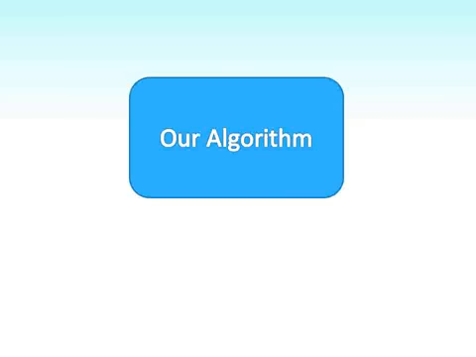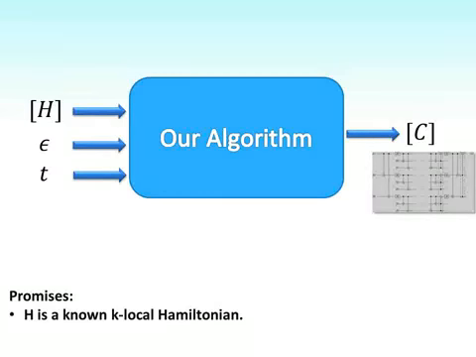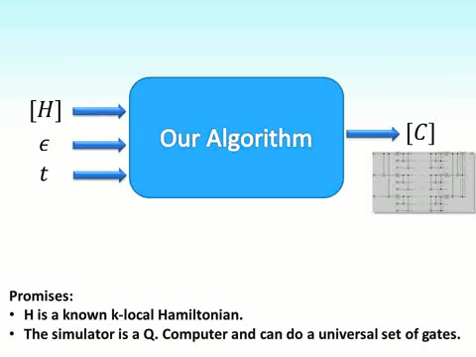The inputs to our algorithm are a bit string representing the Hamiltonian, the error tolerance for the simulation, and the evolution time. It then outputs a bit string representing the final circuit that simulates the evolution under the input Hamiltonian up to the error tolerance. The input Hamiltonian is promised to be a k-local Hamiltonian, and for the quantum simulator, we use a quantum computer that can do a universal set of gates.